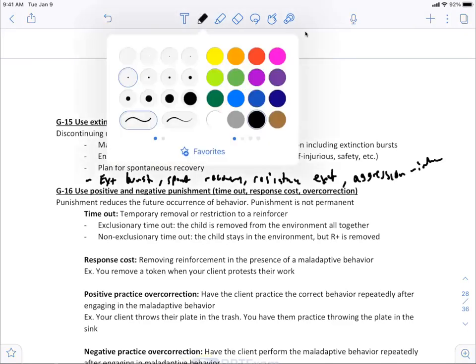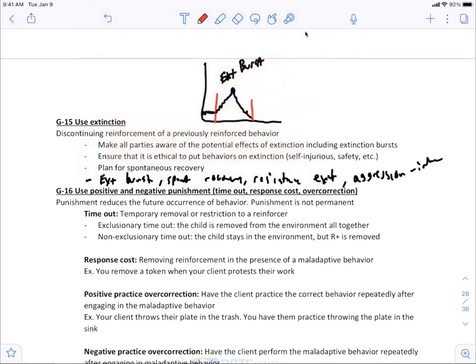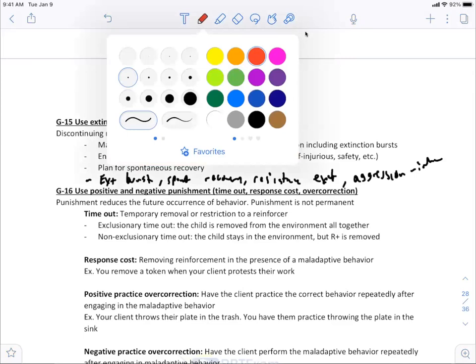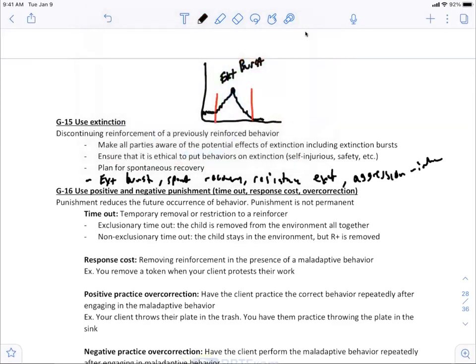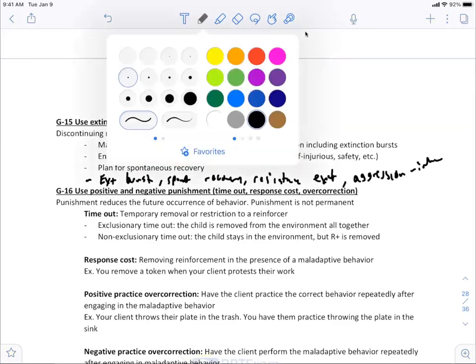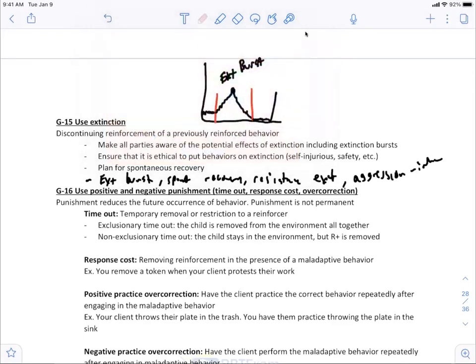Okay. And then extinction is over. What might happen? Suddenly, that behavior spikes. This is our spontaneous recovery. If we treat that as we have before, what's going to happen? It'll go back down to normal levels.